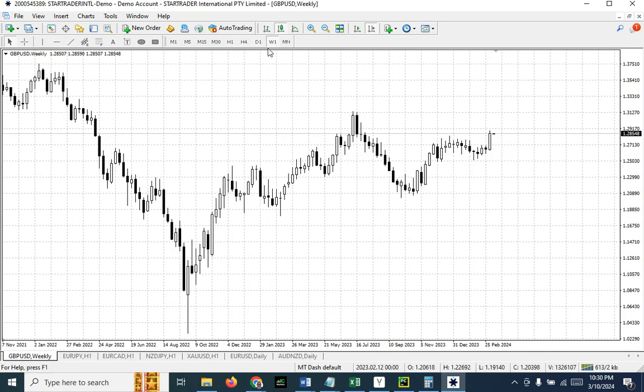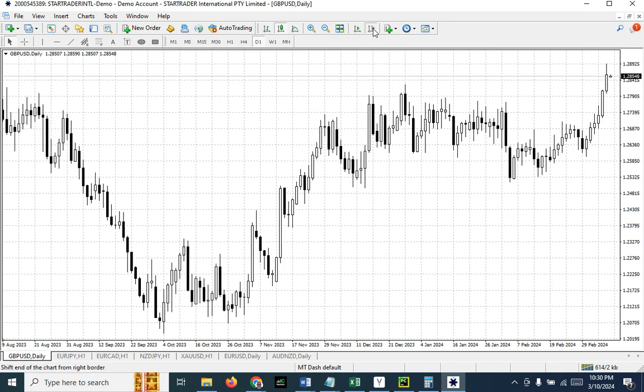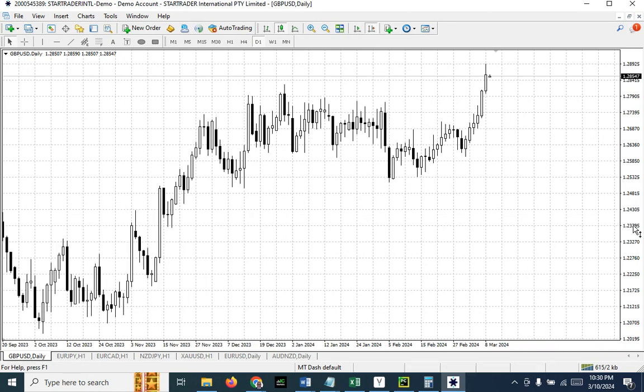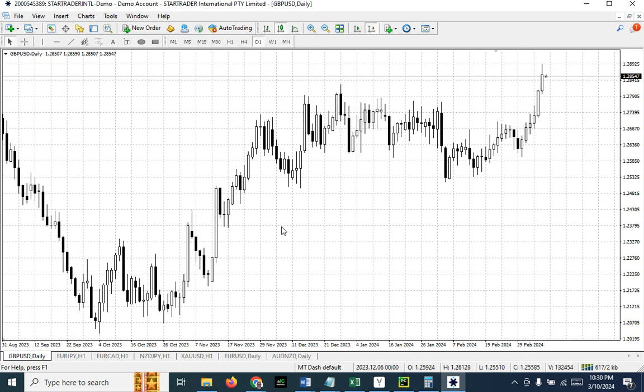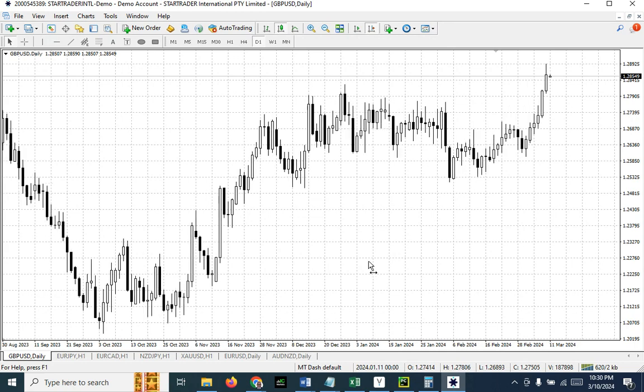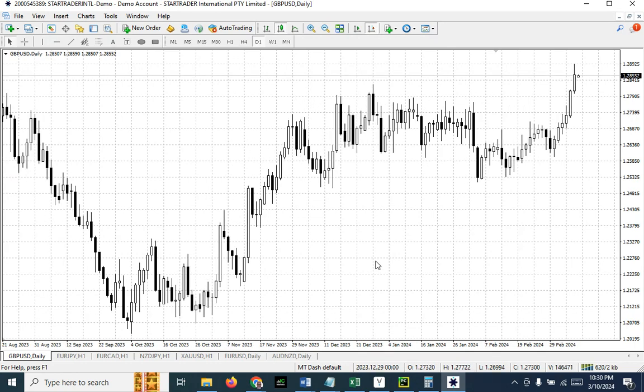So when we drop down to the daily time frame, depending on where you want to pick your entry, most of you know that I'm a swing trader. I like taking my trade from the daily time frame or the 4 hour time frame. Guys, so this is what the market is doing. So what do we do from here?